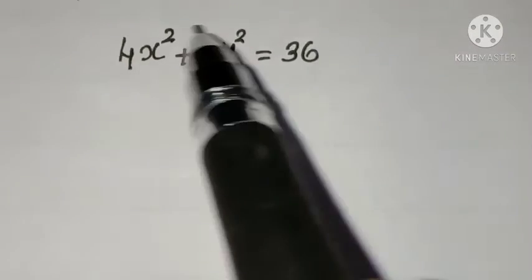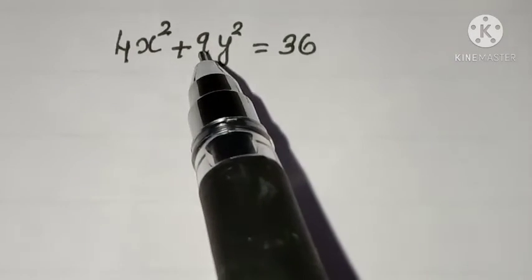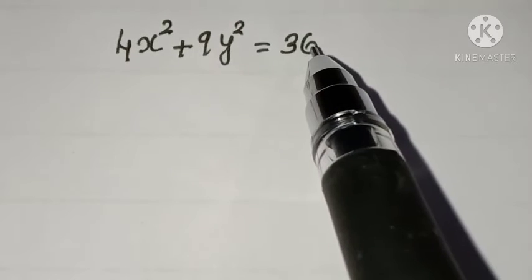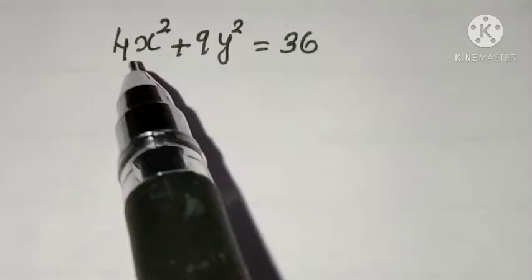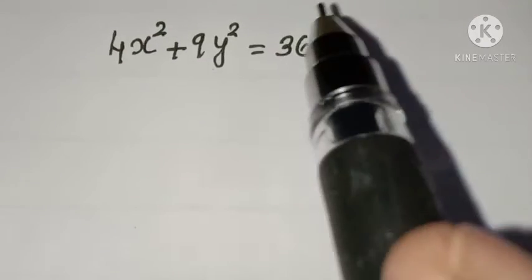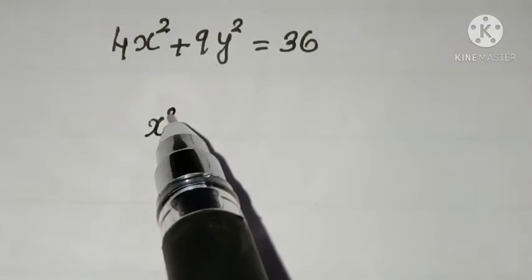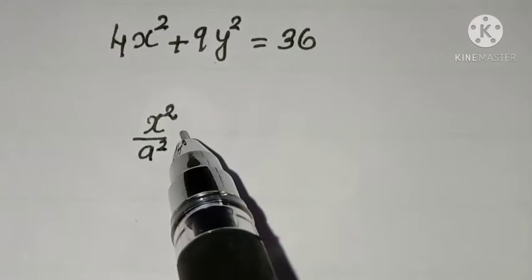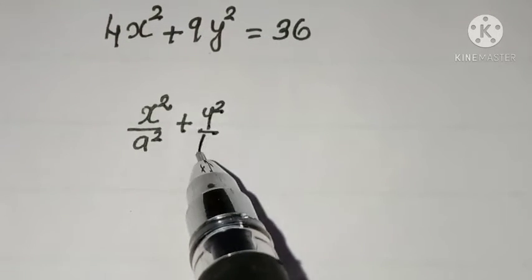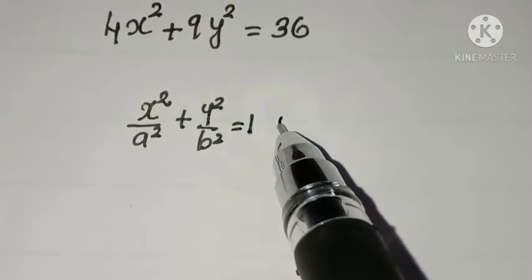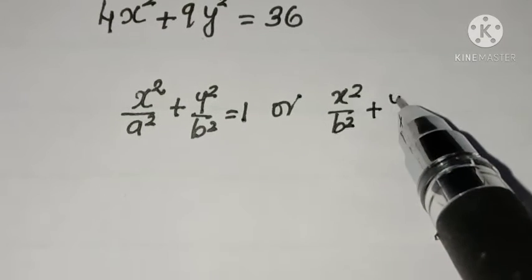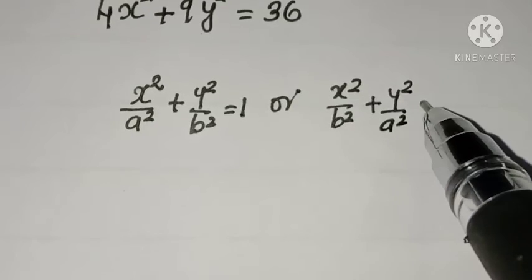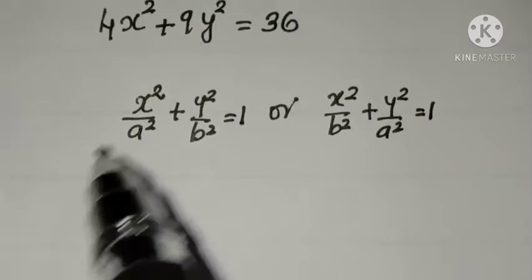Now look at this equation: 4x² + 9y² = 36. Is it a standard equation of an ellipse? Yes. We know the standard equation of an ellipse is x²/a² + y²/b² = 1, or x²/b² + y²/a² = 1.